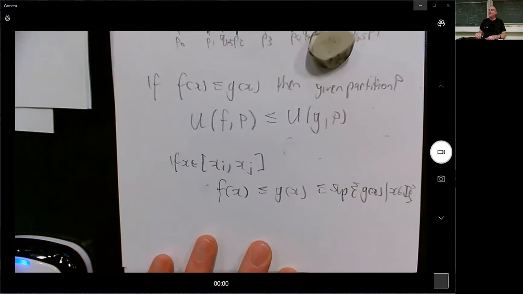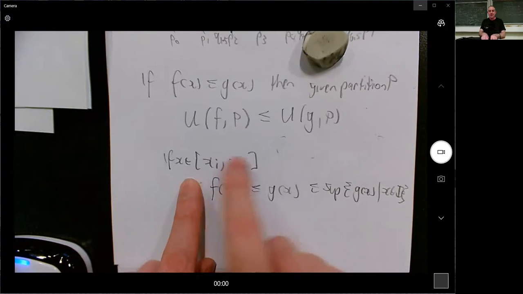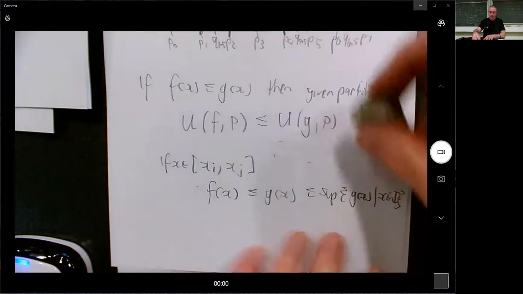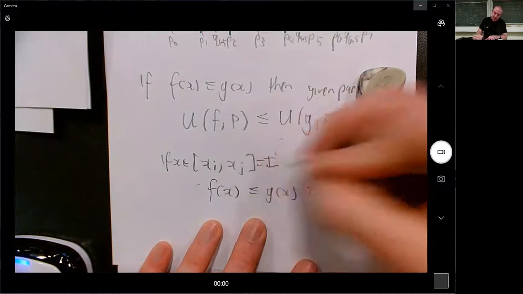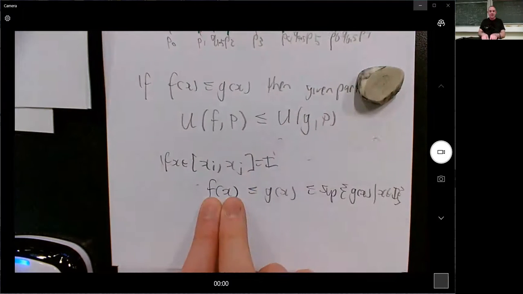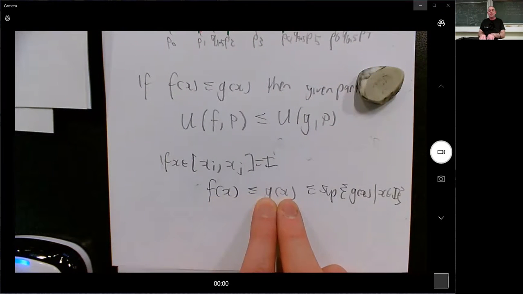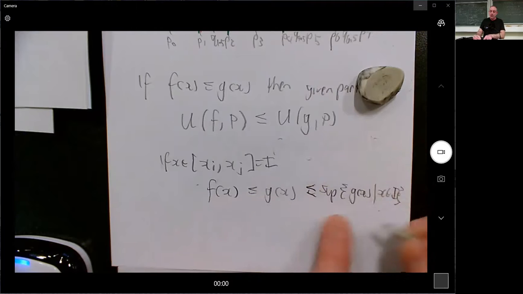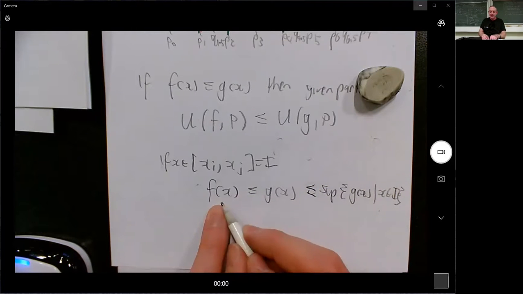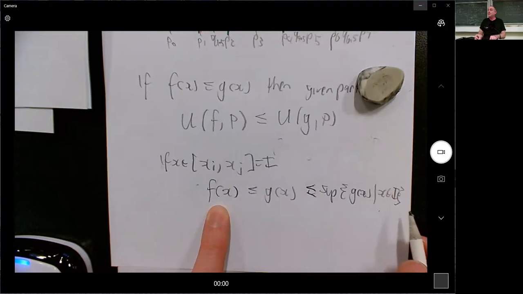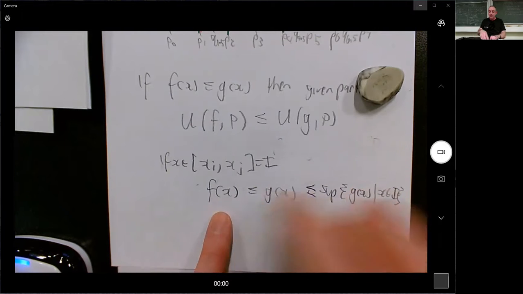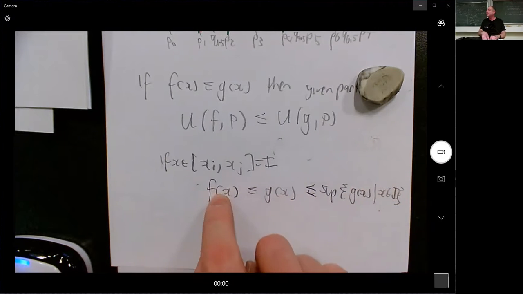So if x is in here, this is the interval, that interval is called I, then f of x is less than or equal to g of x, and g of x is less than or equal to the supremum of all the g of x's, because their supremum is an upper bound. And so therefore f of x is less than or equal to the supremum of all the g of x's, and so that is an upper bound for all the f of x's.